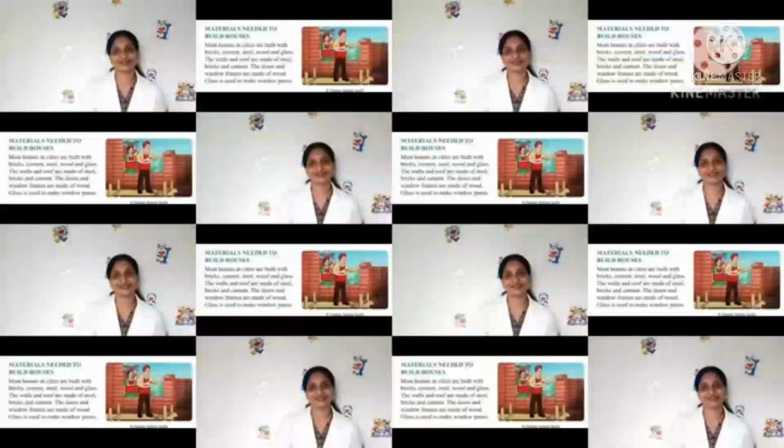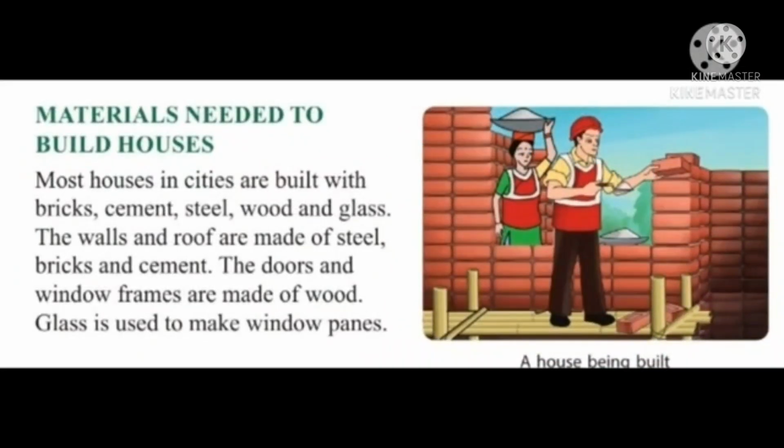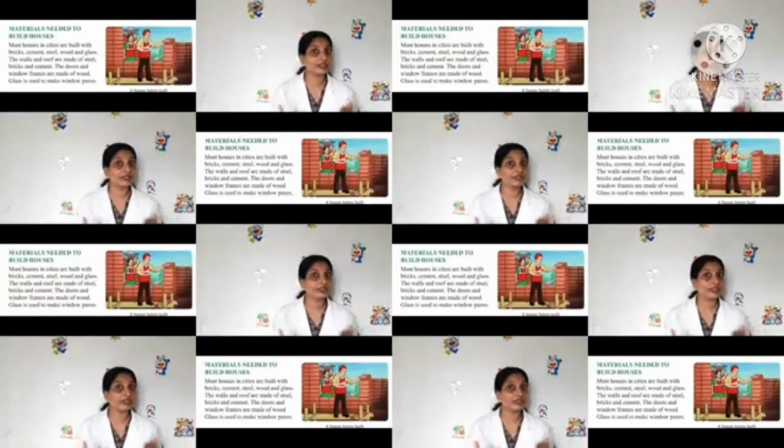Normally, all the houses are made with bricks, cement, iron, wood, etc. Materials needed to build houses. Most houses in cities are built with bricks, cement, steel, wood and glass. The walls and roof are made of steel, bricks and cement. The door and window frames are made of wood. Glass is used to make window panes.